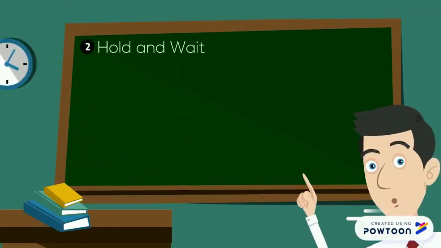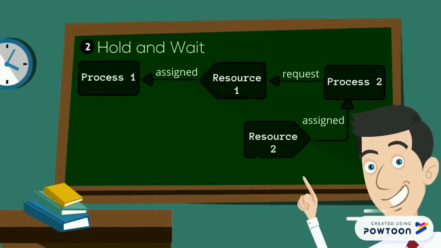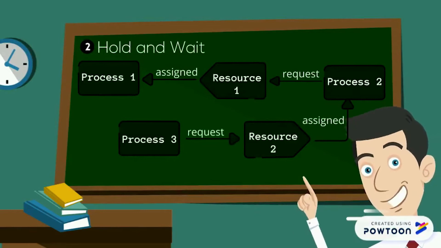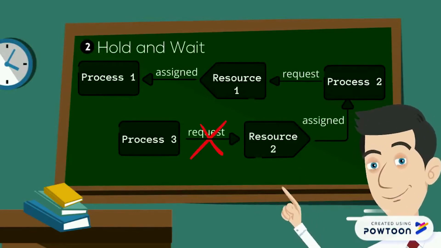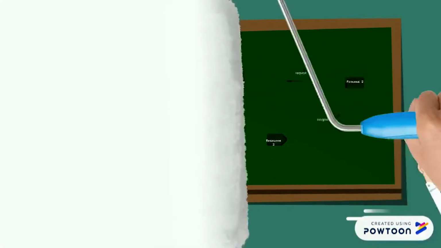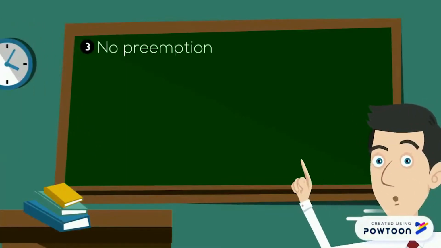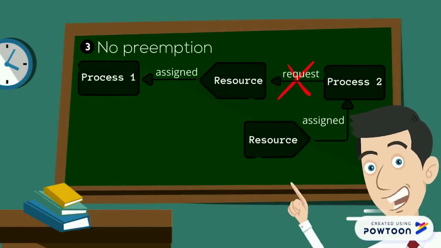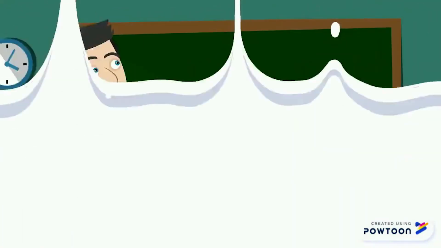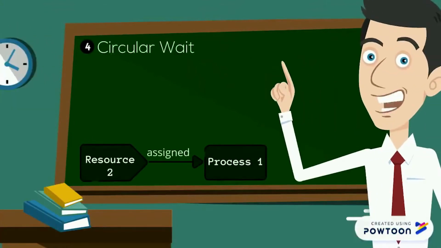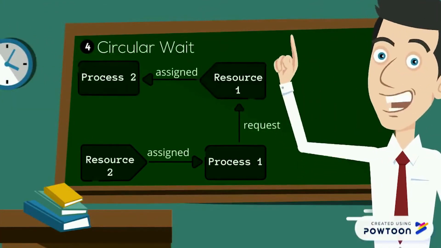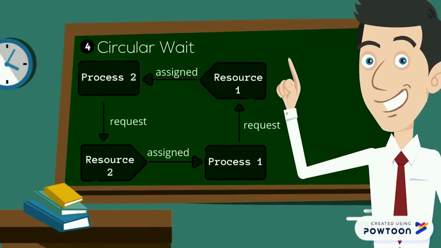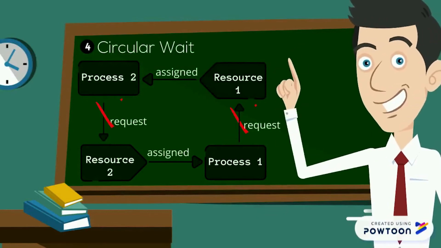Number 2. Hold and wait. A process waits for some resources while holding another resource at the same time. Therefore, process 3 cannot access the resource 2. Number 3. No preemption. The process which once scheduled will be executed till its completion. Therefore, process 2 cannot access the resource. Number 4. Circular wait. All the processes must be waiting for the resources in a cyclic manner, so that the last process is waiting for the resource which is being held by the first process.